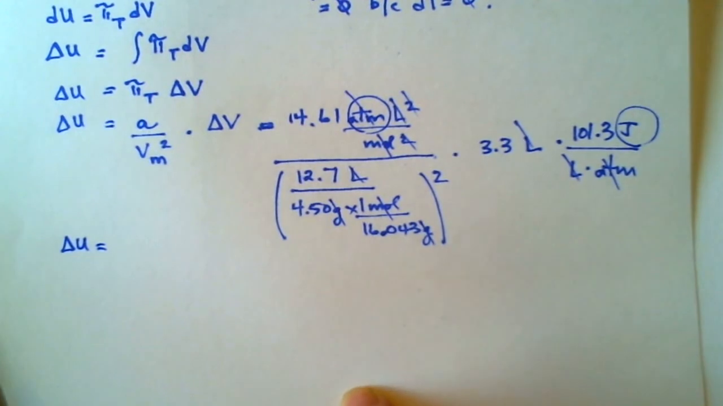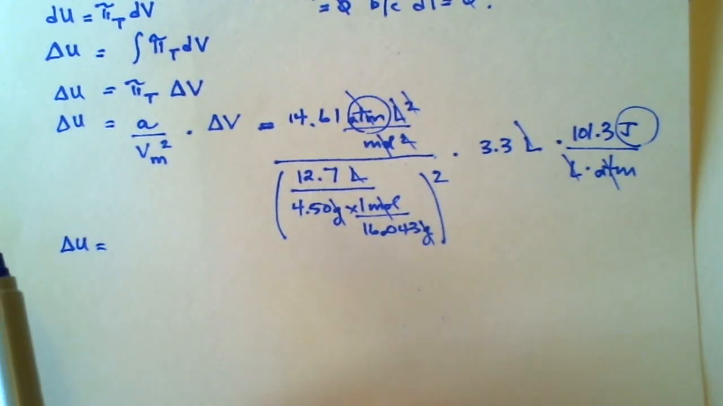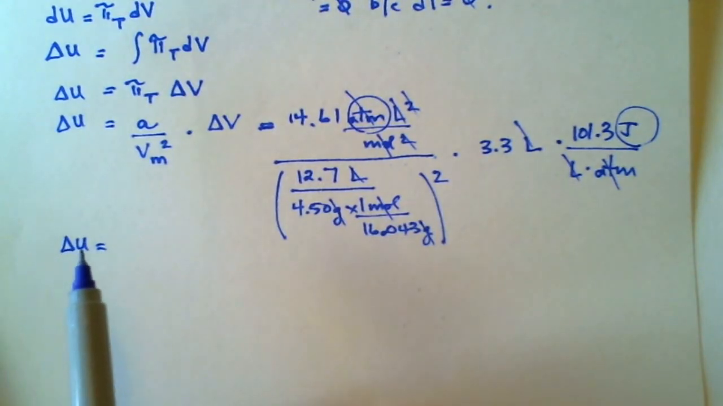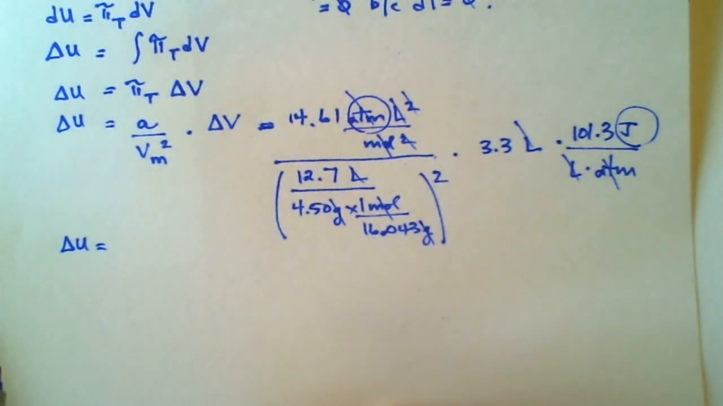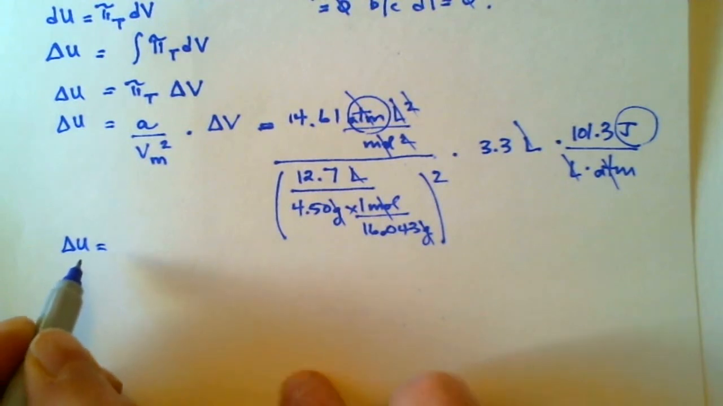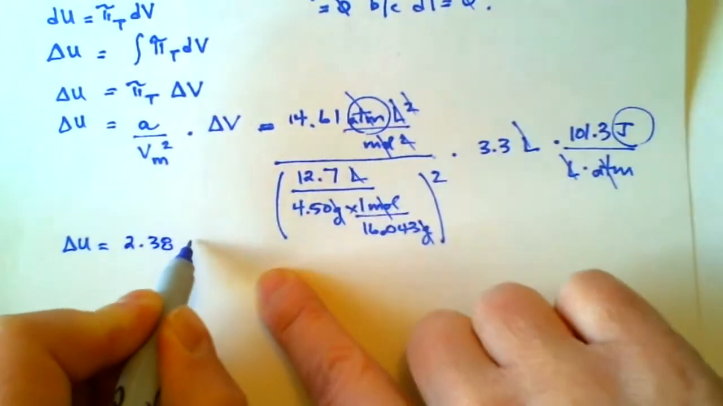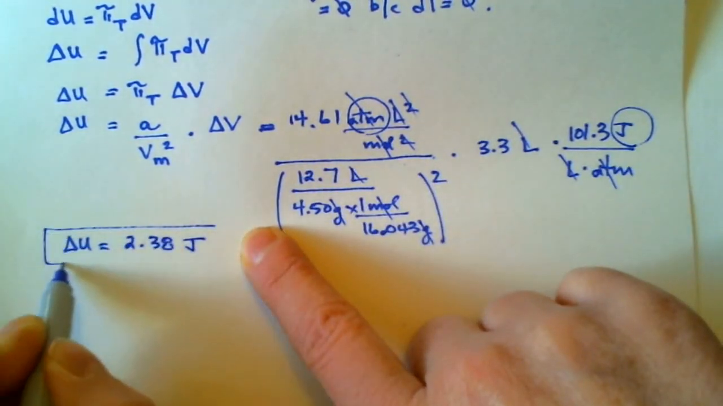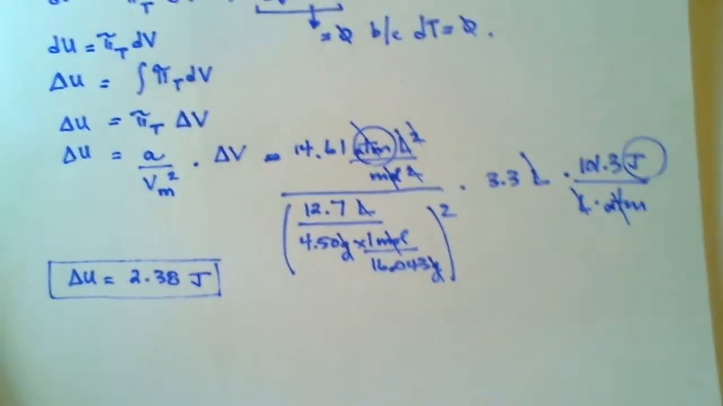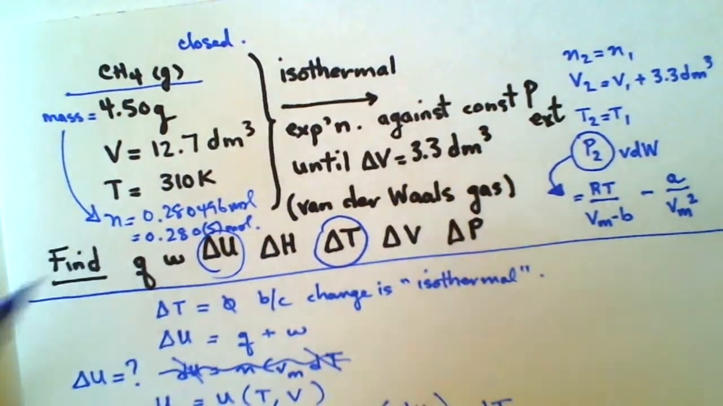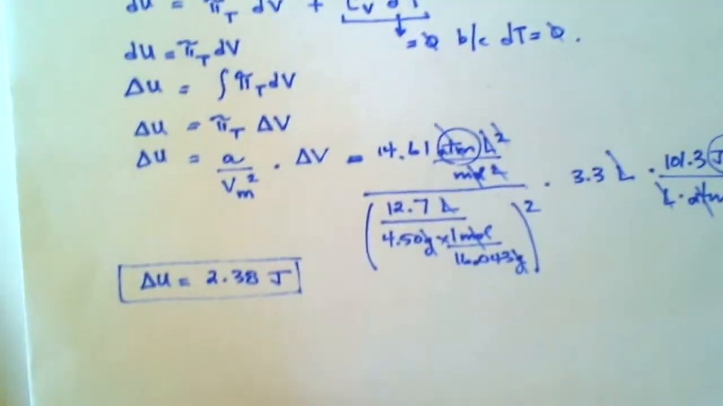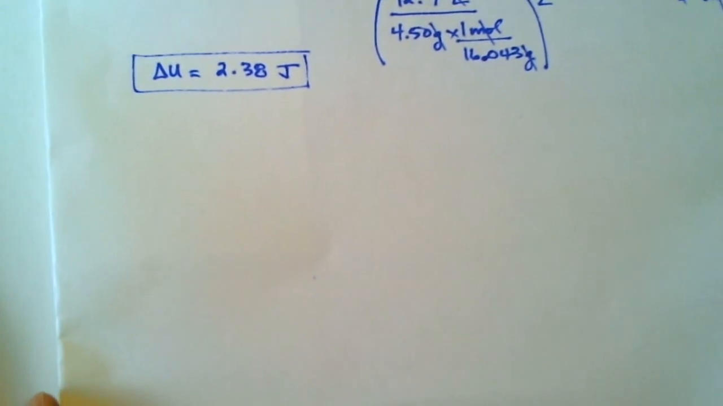And before I write this down, are you expecting a sizable value or a small value? Perfect gas would be 0. This van der Waals gas, probably not too far off. So I am expecting a rather small value for delta U. Okay? And that is equal to 2.38 joules. So there's my delta U. And I'm just going to put a circle around that as having been found.